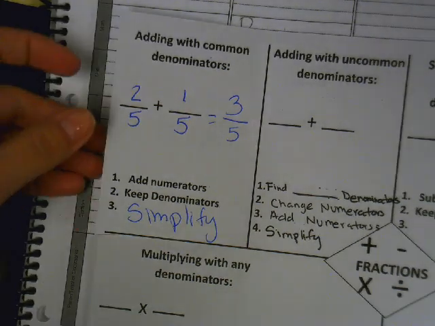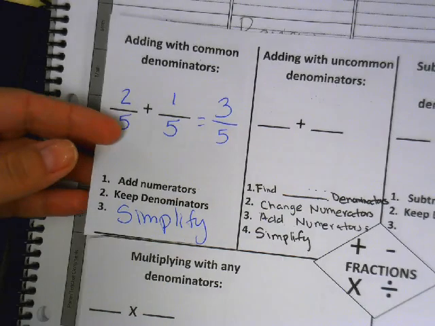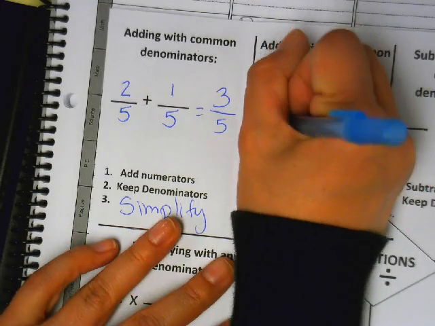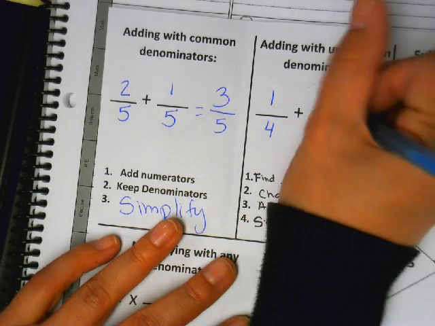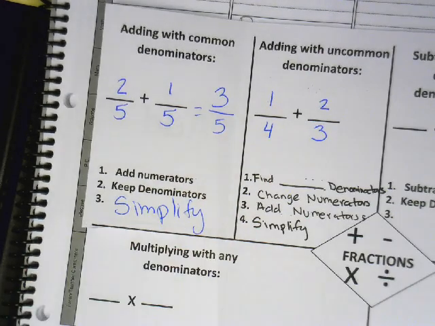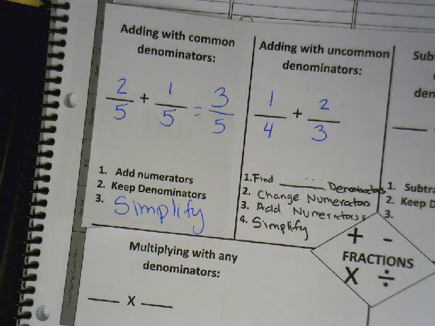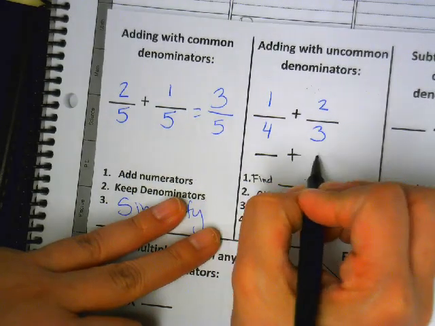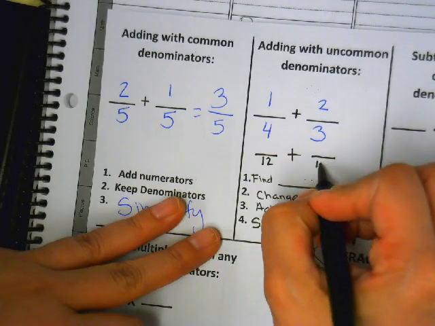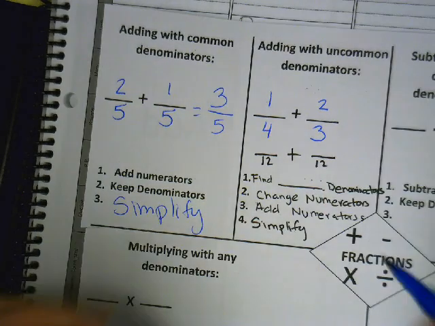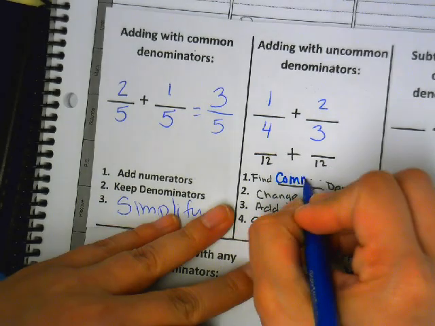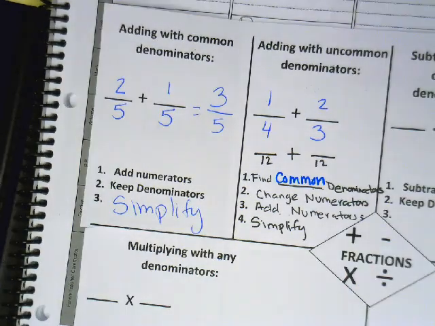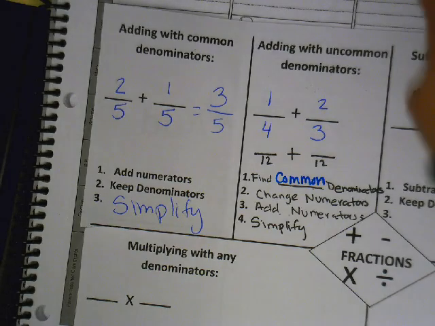Okay, adding with different denominators. This is where it gets a little harder. 1/4 plus 2/3. So, as we're writing this down on our iPads, we have to figure out what 4 and 3 have in common. 12. Very good. So we're going to write on the bottom, even though I don't love it, 12 and 12, because our missing word here is find a common denominator. All right, let me zoom it in.